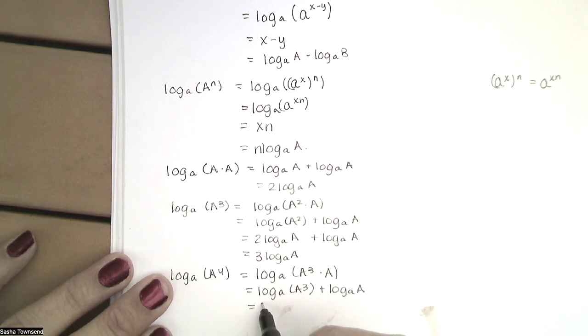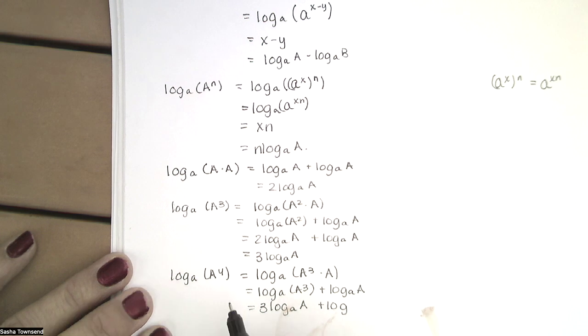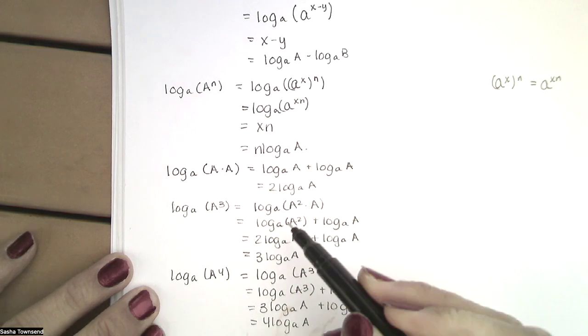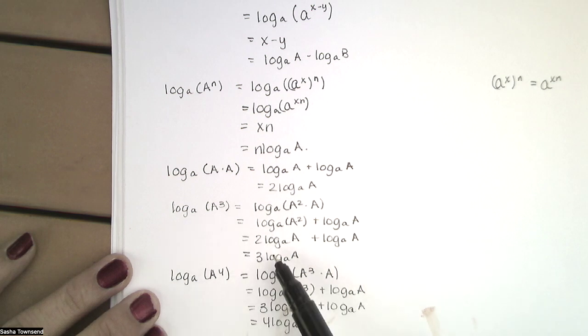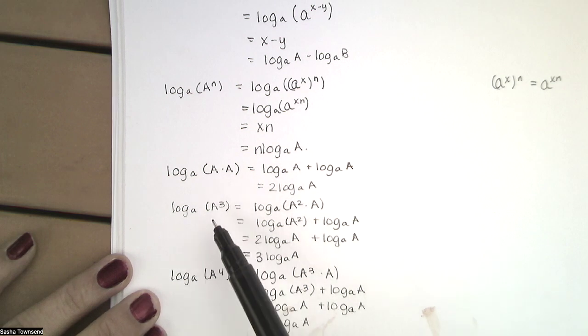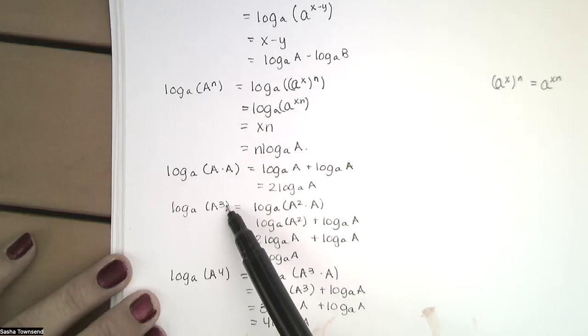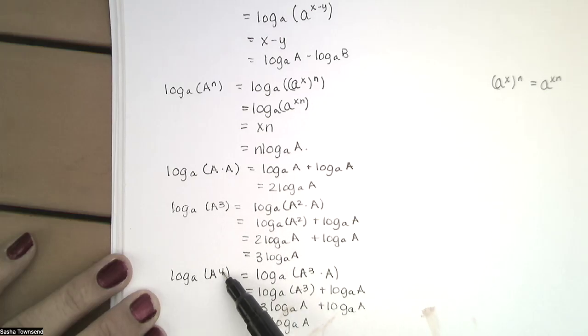And log base a of a is 3 times log base a of a. And because I multiplied by an extra a, I get another one. So there are 4 of those. So we can repeat this pattern and say, well, what's the relationship between that exponent there and the coefficient? Well, they're always the same. Log base a of a cubed is 3 times log base a of a. The log base a of a to the 4th is 4 times log base a of a.